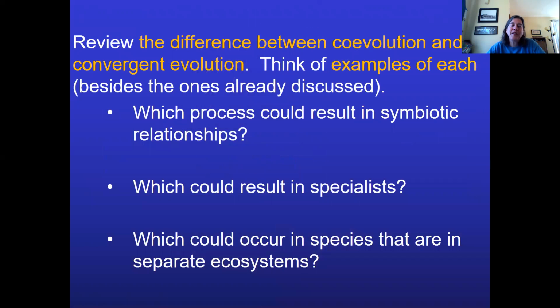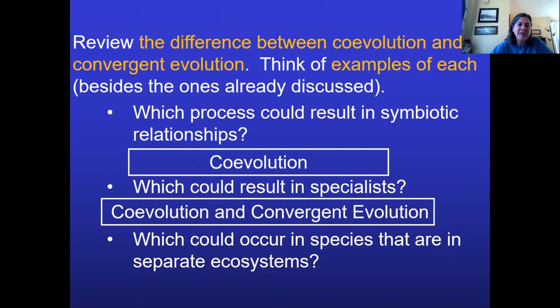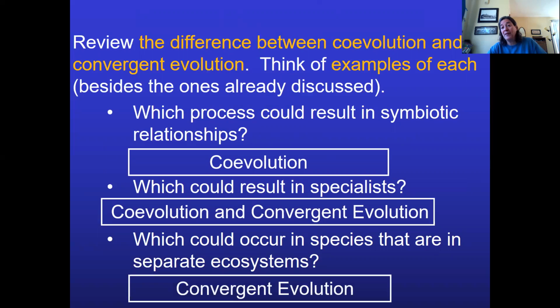Okay, these are terms that people often confuse, coevolution and convergent evolution. As for which one results in symbiotic relationships, that would be coevolution because they're working together, which could result in specialists. My co-instructor and I differed on this one. I think both can lead to specialists, which means species that are very good at what they do and very adapted to their habitats. And which could occur in species in separate ecosystems can only be convergent evolution, because coevolution assumes that you're working together in some way, either symbiotic or predator-prey.